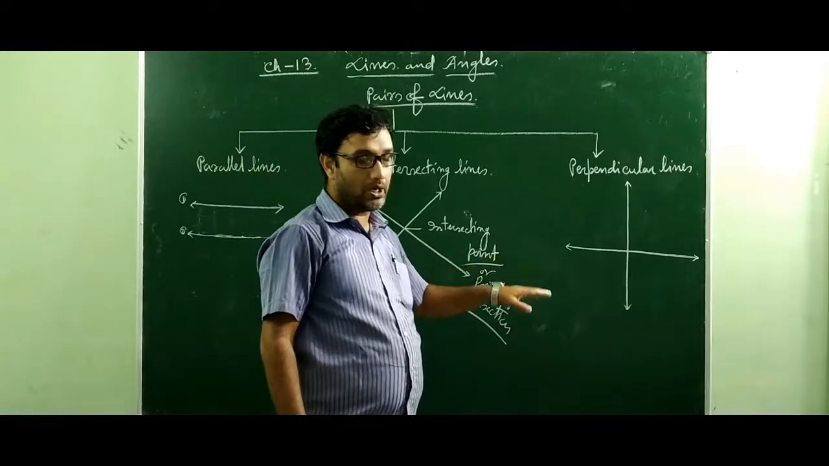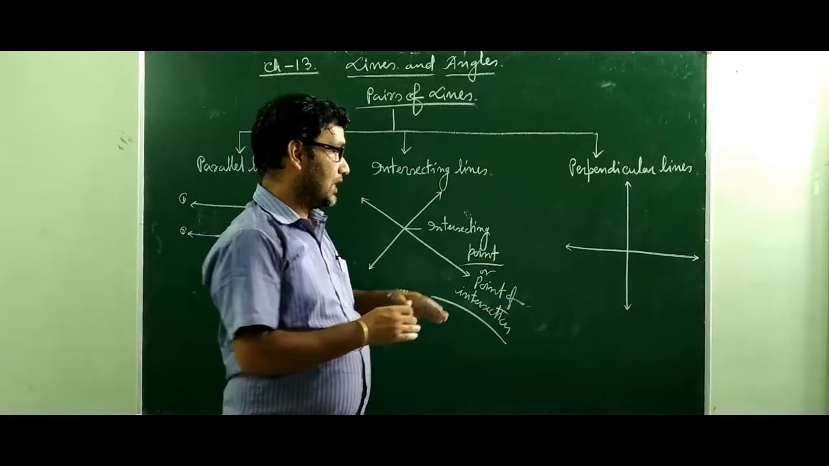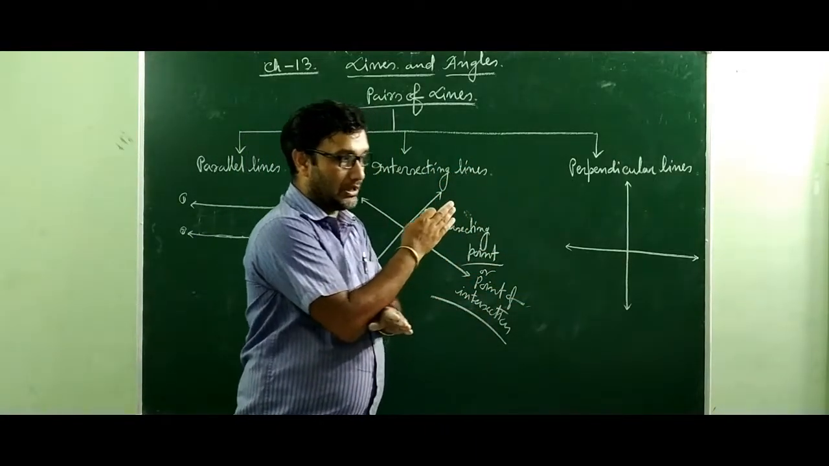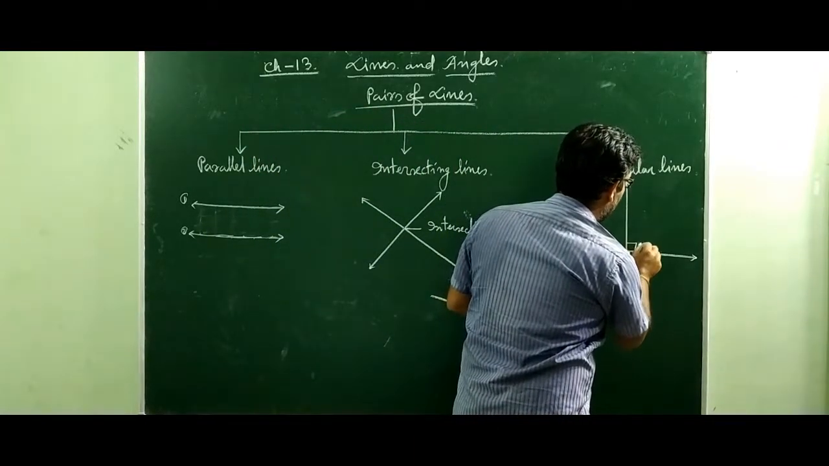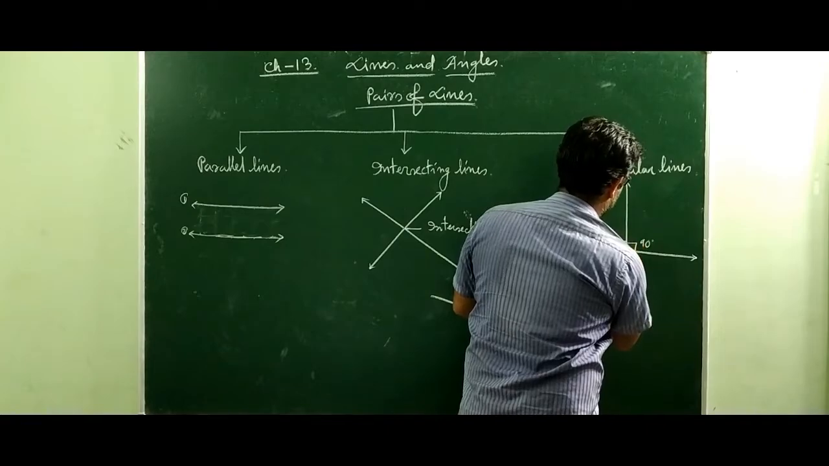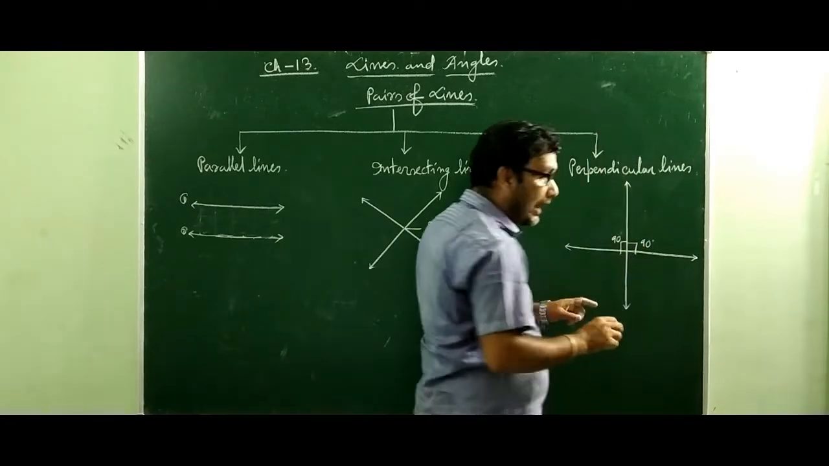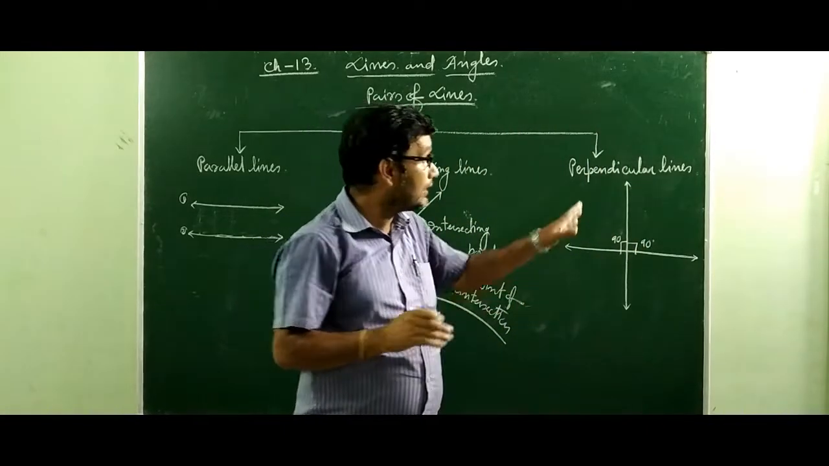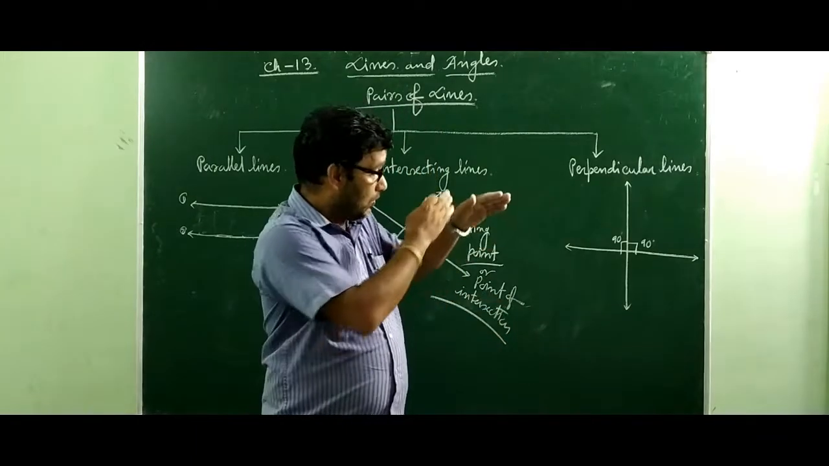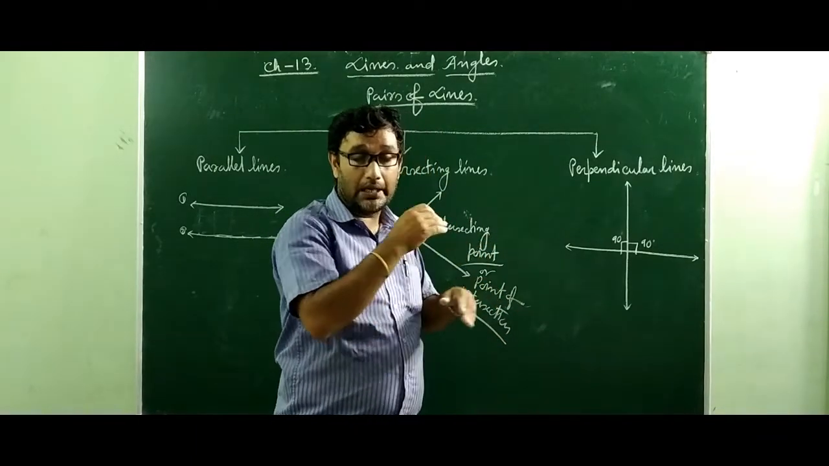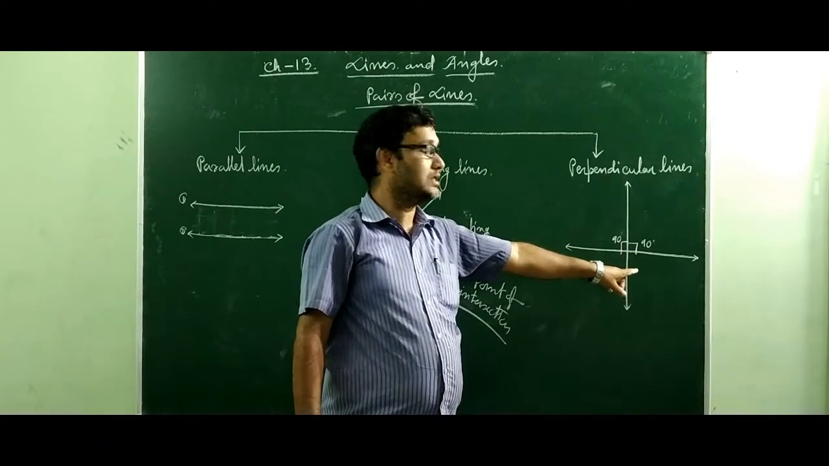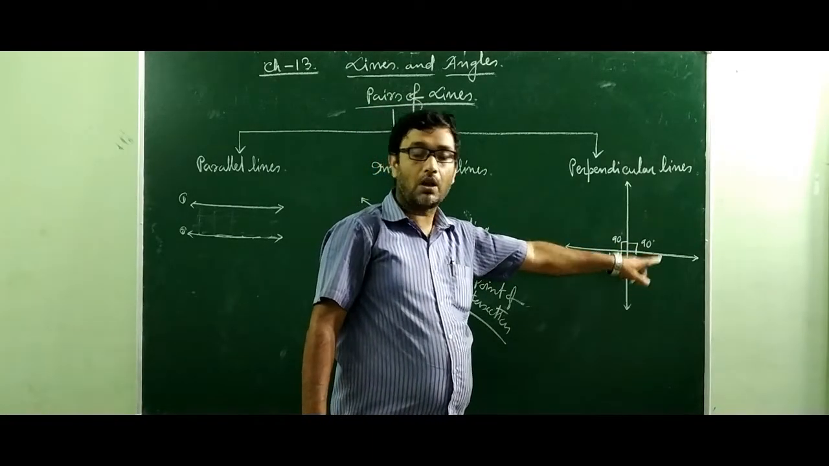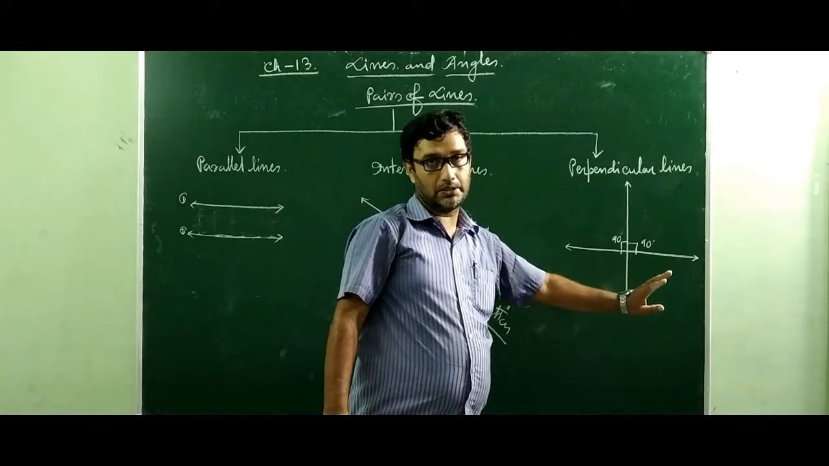Okay. Now the third one is perpendicular lines. Perpendicular lines means what? When the two lines cross each other, but they make a 90-degree angle here, this side also, that side also. When the two lines intersect each other, and they form 90-degree angles, then these two lines are called perpendicular lines.